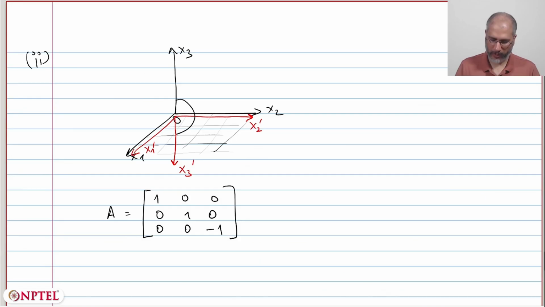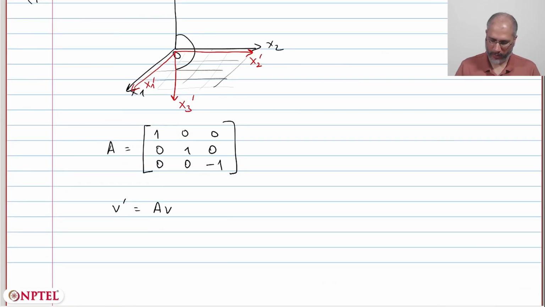So all we need to do is find v prime as A times v, and find sigma prime as A sigma A transpose. Again, I leave this to you to do that and get the values for v prime and sigma prime.